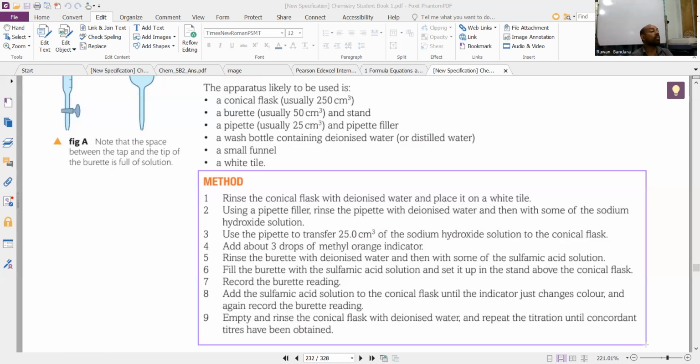Sorry, deionized water, and then the sulfamic acid. Sulfamic acid is the one we formed earlier, right? Then you fill the burette. Make sure that there are no air bubbles. Write down the initial burette reading and add the acid until the indicator changes its color. When the indicator changes color, record the burette volume. Then discard the solution, wash the conical flask again, add 25 mL of sodium hydroxide again and repeat. That's the process.